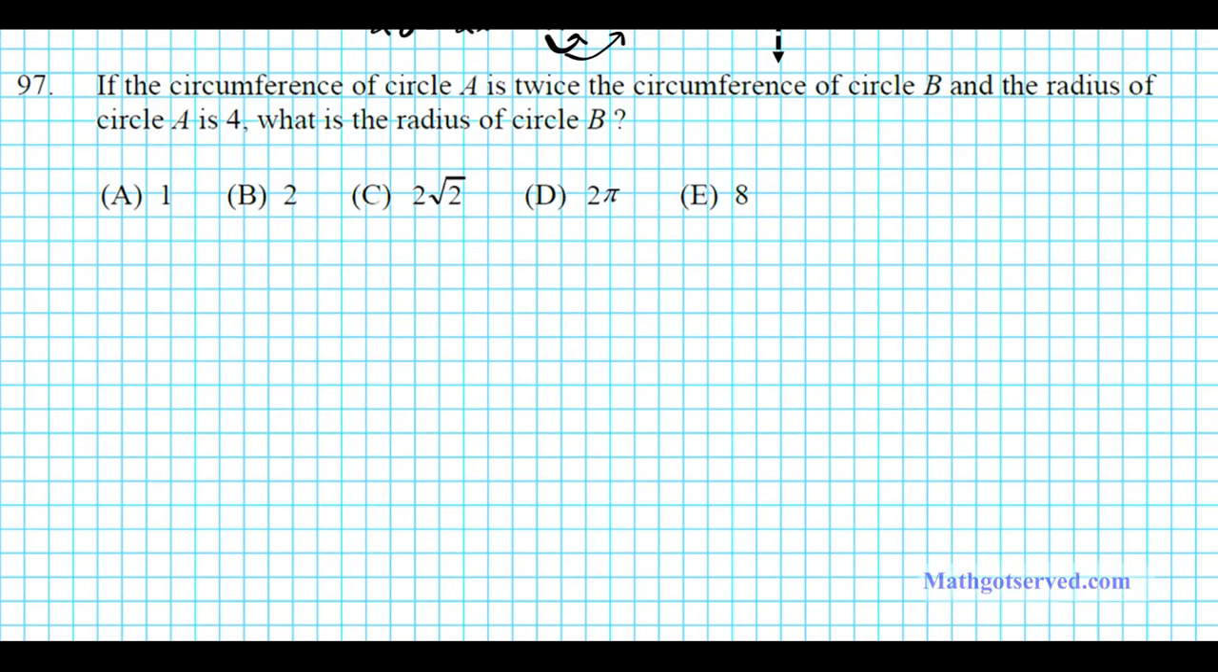All right, let's take a look at question 97. It says, if the circumference of a circle A is twice the circumference of circle B, and the radius of circle A is 4, what is the radius of circle B?